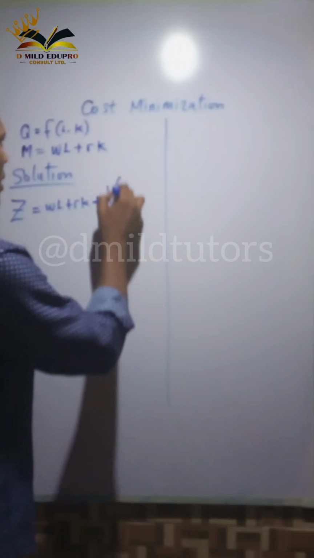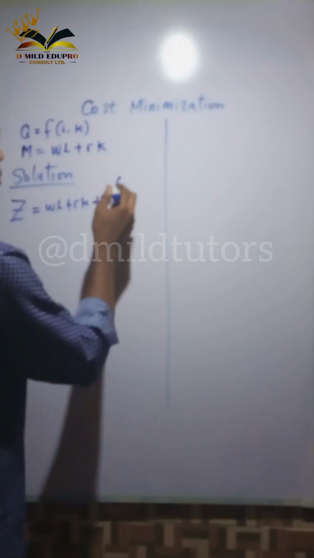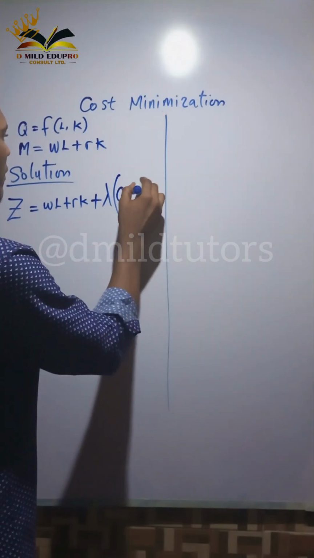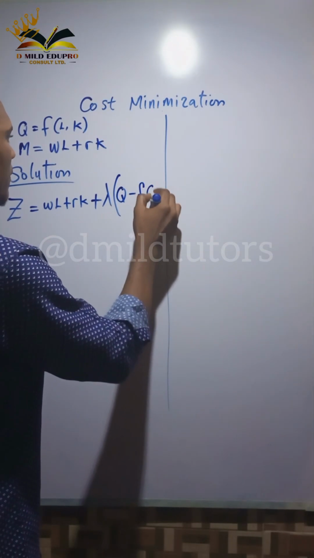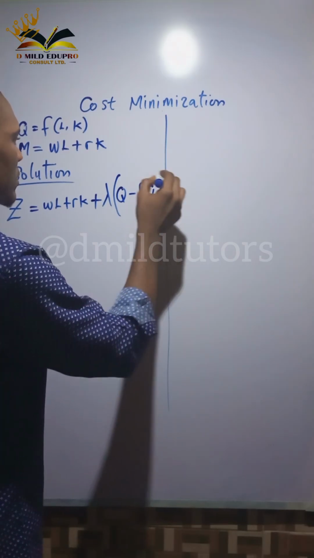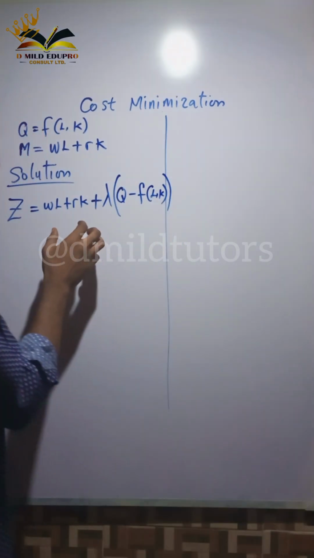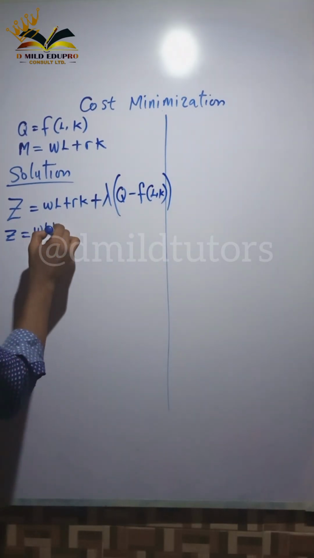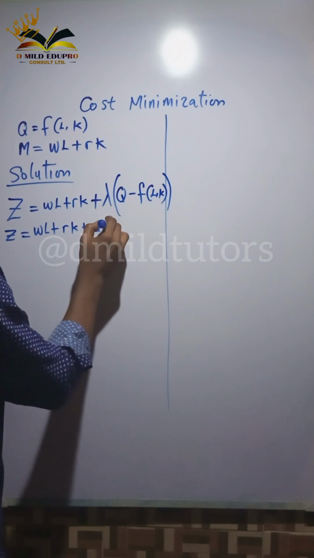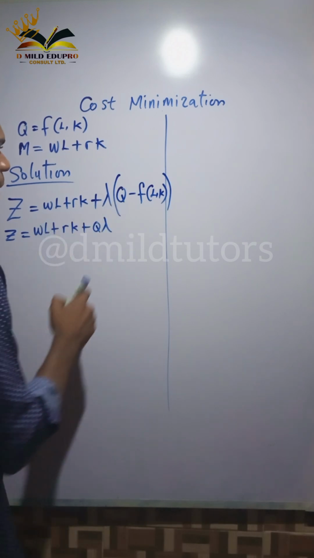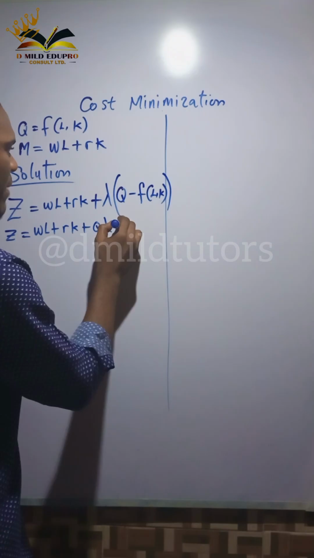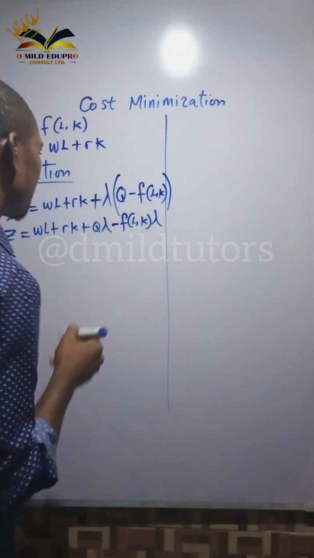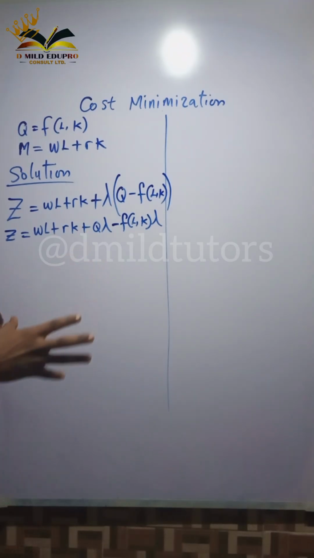We introduce our lambda into brackets. Q, take away the function of L, K, close the bracket. The next thing we have to do is to use this lambda to open this. So we have WL plus RK plus lambda times Q, minus lambda times F of L, K. It is at this point that we now have to differentiate.